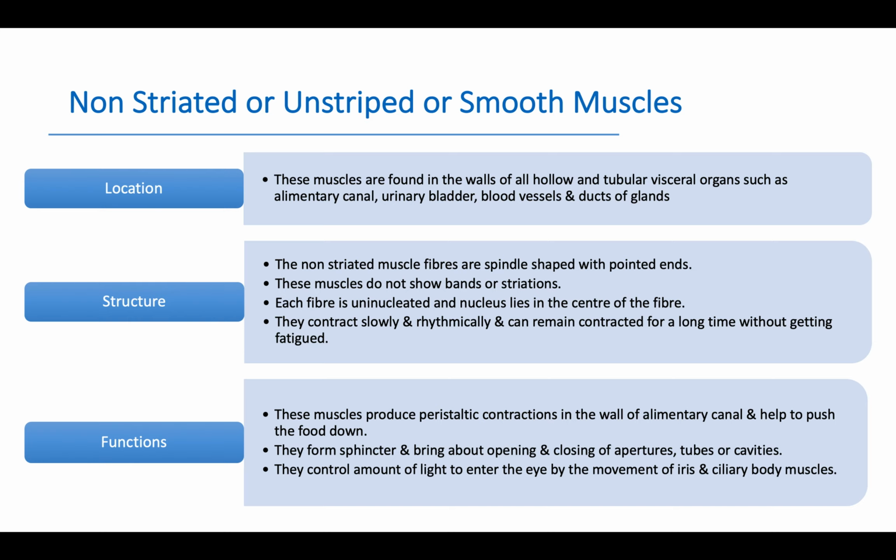Sphincters are ring-like muscles. They control the amount of light to enter the eye by the movement of iris and ciliary body muscles.